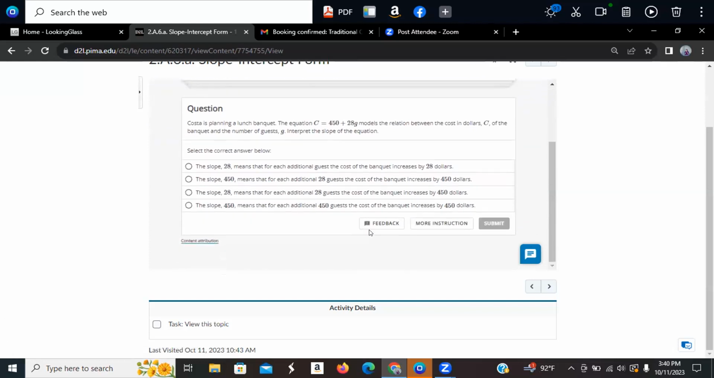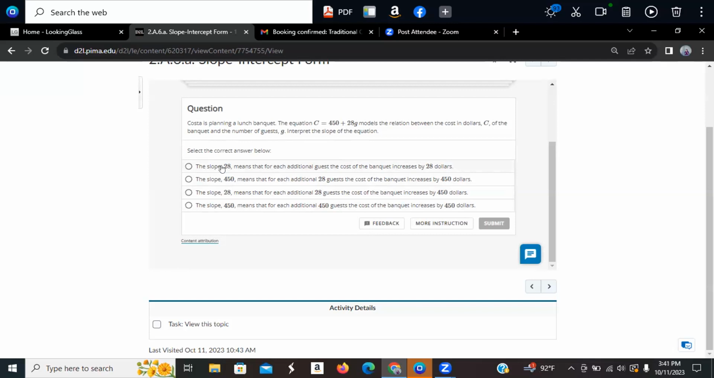All right. So this one is kind of different. The slope is the number in front of the letter. What is the number in front of the letter? 28. Okay, so the slope is 28. That's either A or C. You see that? It's either A or C.